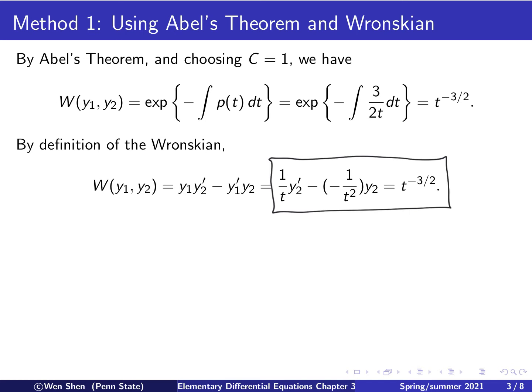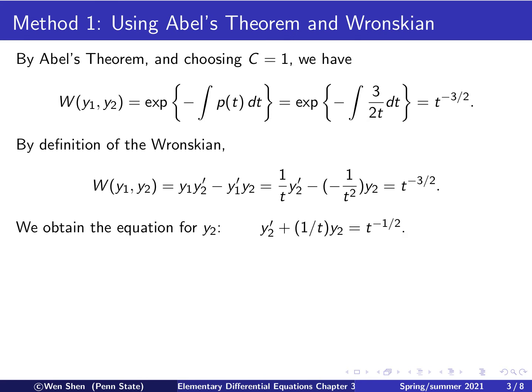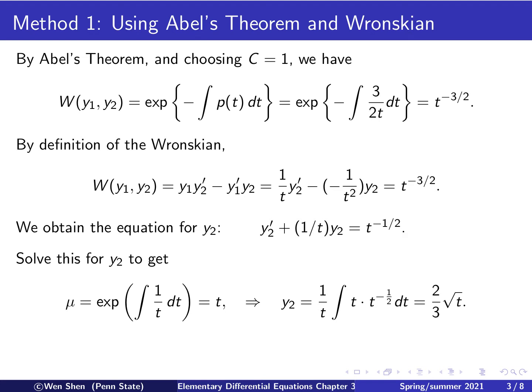This is a first order linear equation at a glance, right? And we know how to solve that. We can simplify this by multiplying with t on both sides. Then we get y2 prime plus 1 over t y2 equals t to the power negative half. This is just a first order linear equation. We have our standard method of integrating factor, so I'll be brief here.